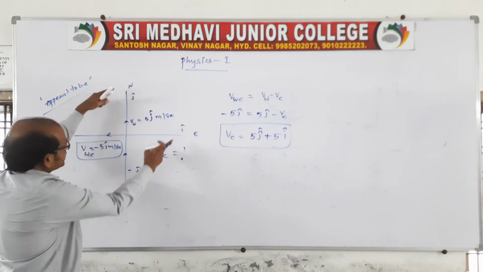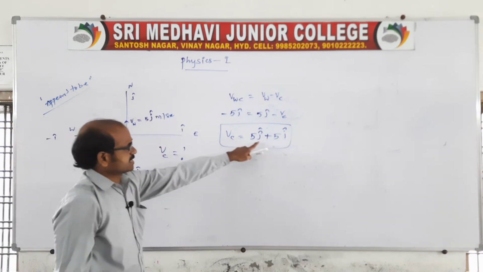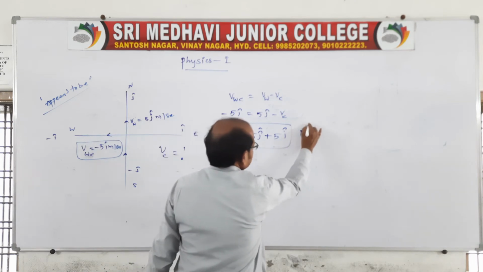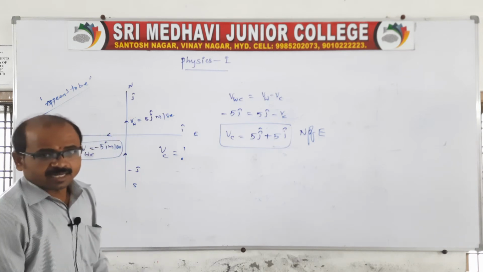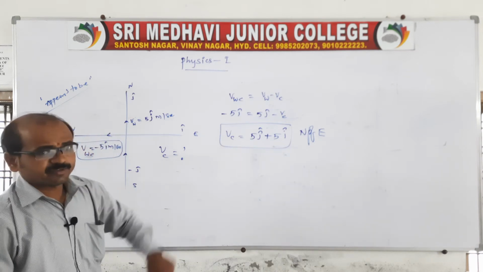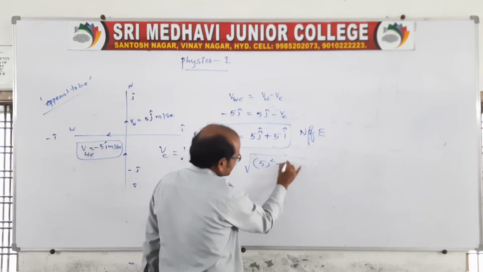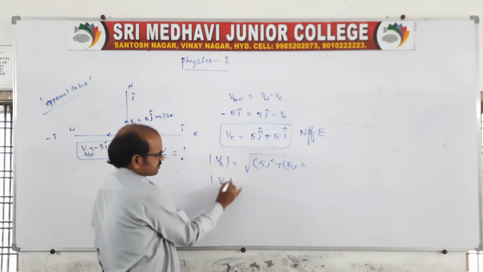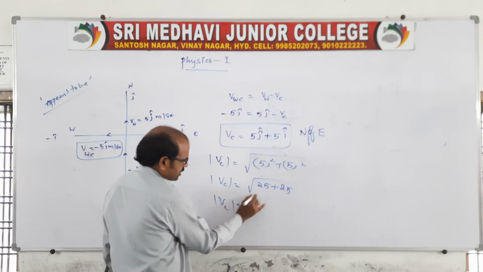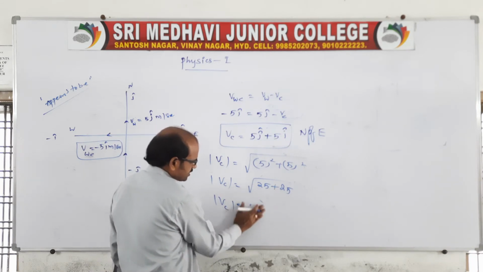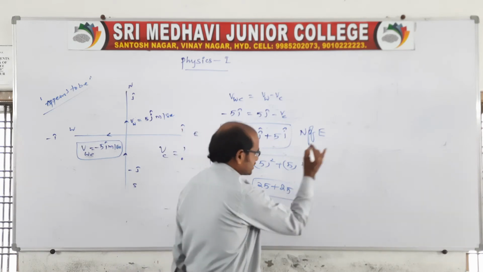Therefore, that is represented north of east, because i is the east and plus j is the north. So we can say the velocity of the cyclist is north of east. The magnitude is root over 5 square plus 5 square, so the cyclist velocity will be root 25 plus 25, which is 5 root 2 meter per second. This is the actual velocity of the cyclist.